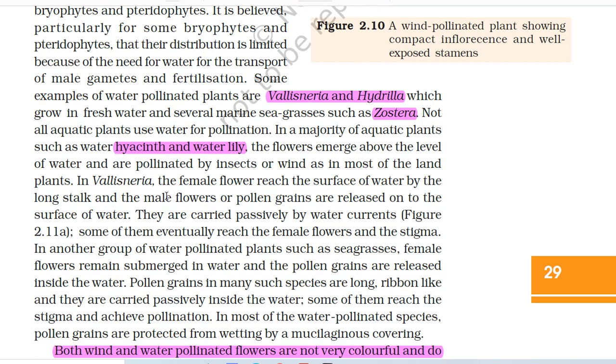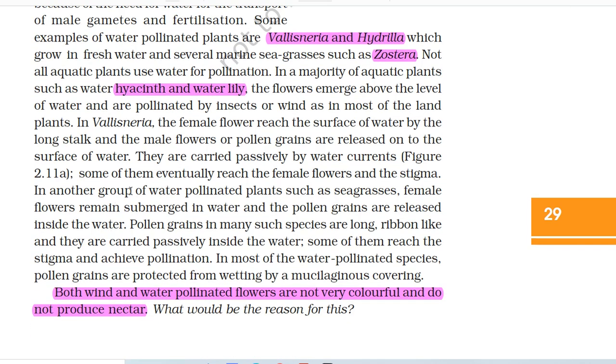In Vallisneria, the female flower reaches the surface of water by a long stalk, and the male flowers or pollen grains are released onto the surface of water. They are carried passively by water currents. Some of them eventually reach the female flowers and the stigma.